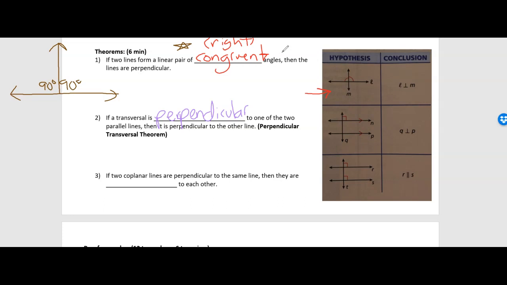And this does have a special name. This is called the perpendicular transversal theorem. We won't use it too much throughout this entire course, but it will show up here and there.